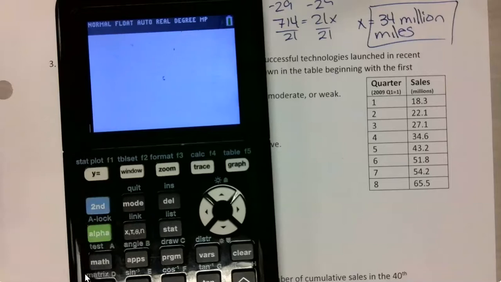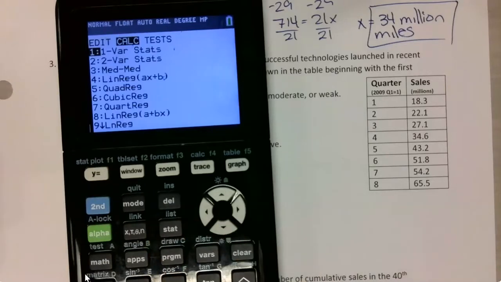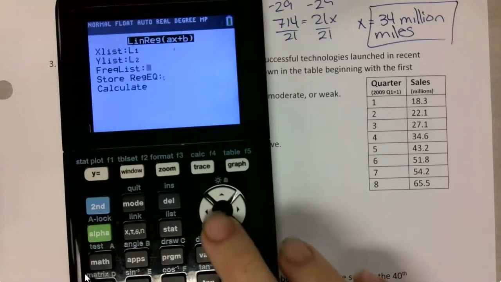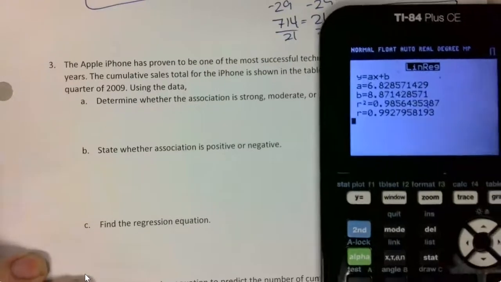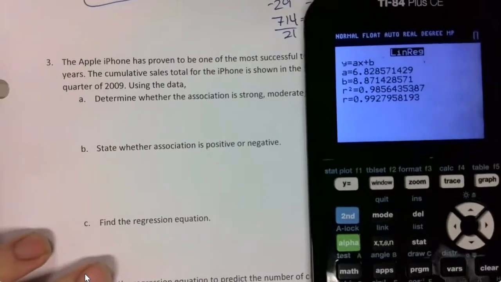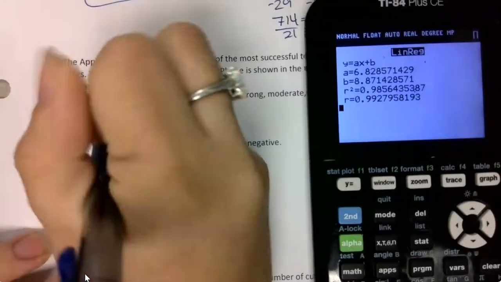Then I go second mode to go back home. I press Stat again. This time I arrow over to Calc. I want to do a linear regression, which is choice 4. I arrow all the way down to Calculate and press Enter. And it gives me these values. If I am on question A, strong, moderate, or weak is looking at my R value. It is greater than 0.75, so this is strong.